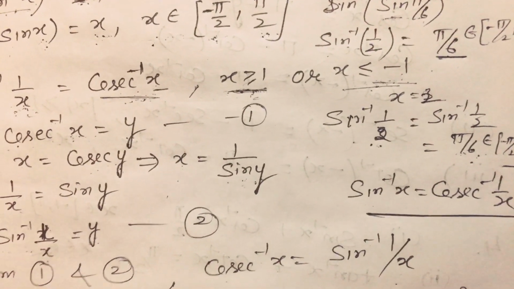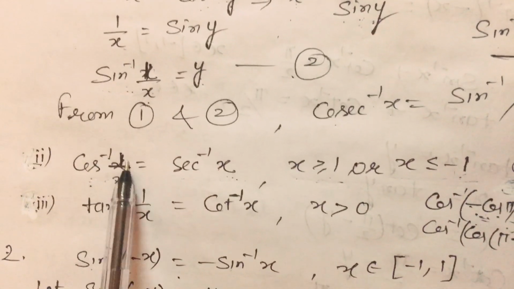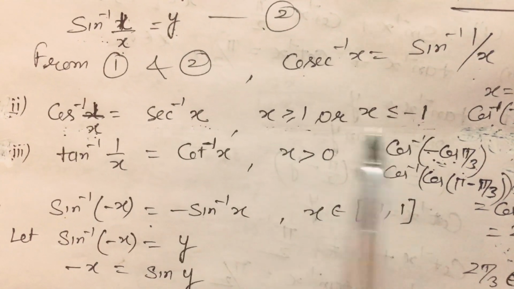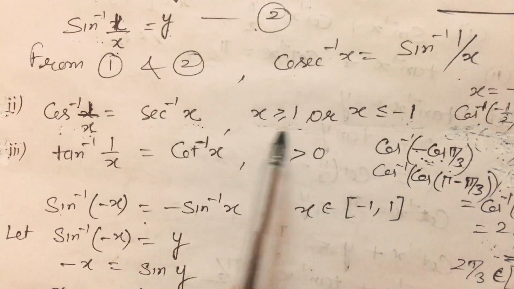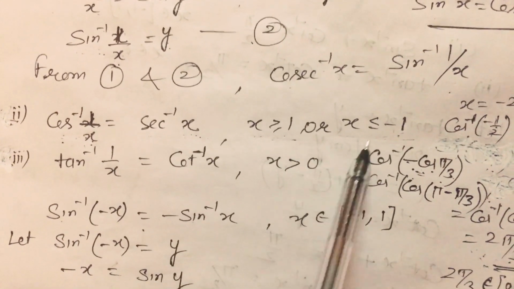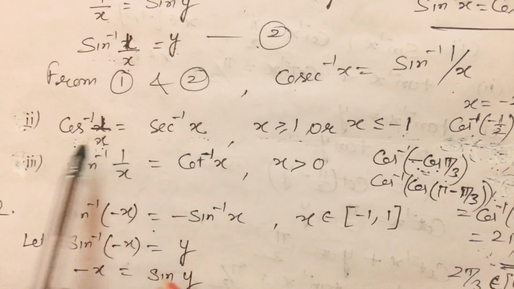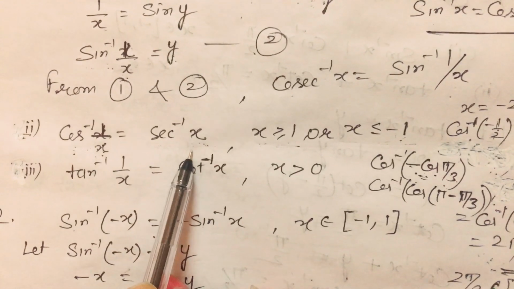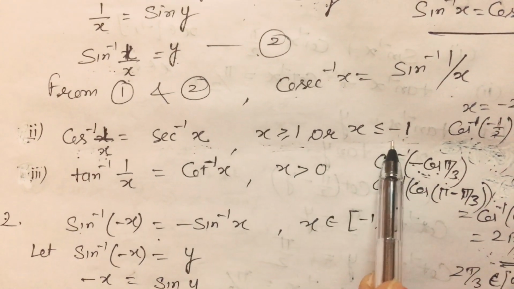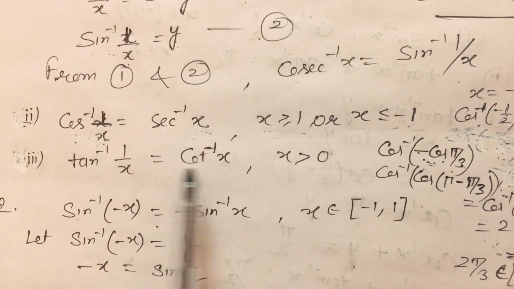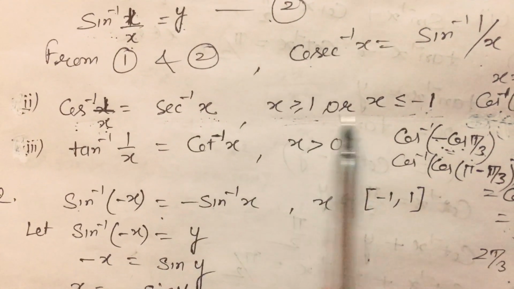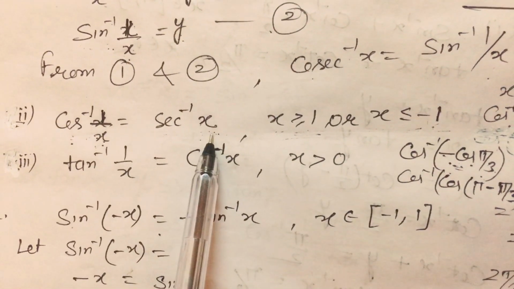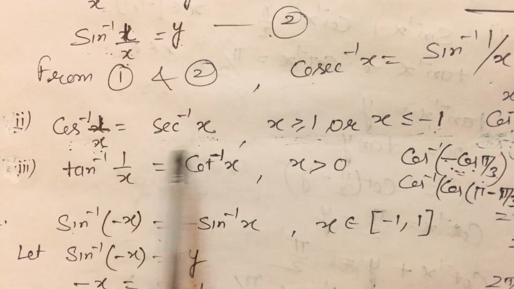In a similar way, the second part: cos inverse 1 by x we can write as equal to secant inverse x, and here the domain of x is the intersection of both of the domains. Here, the principal branch, and the intersection of both domains will be what is written here. In all the properties, the value of x written will be the intersection of both these domains, the principal branch of the domain.